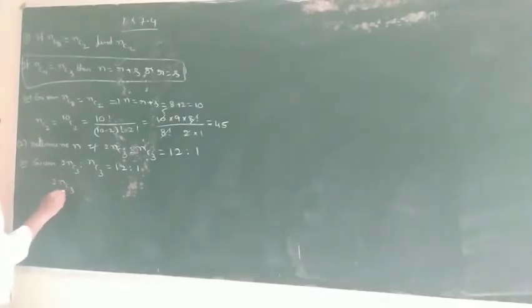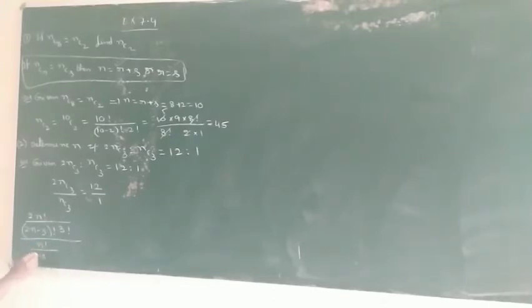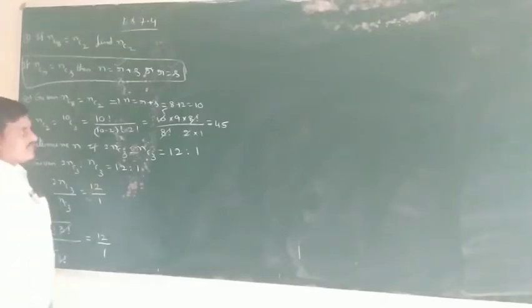So, by ratio, A is to B is equal to A by B. So, 2nC3 by nC3 is equal to 12 by 1. Using the formula, for 2nC3 here n is equal to 2n. So, 2n factorial by 2n minus 3 factorial into 3 factorial, by nC3, n factorial by n minus 3 factorial into 3 factorial, is equal to 12 by 1. 3 factorial cancels.